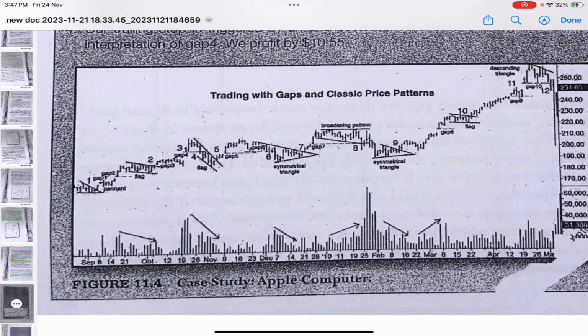So this is basically a case study of how to trade gaps when they are given, and how to combine volume with the gaps and other patterns which we have been studying.